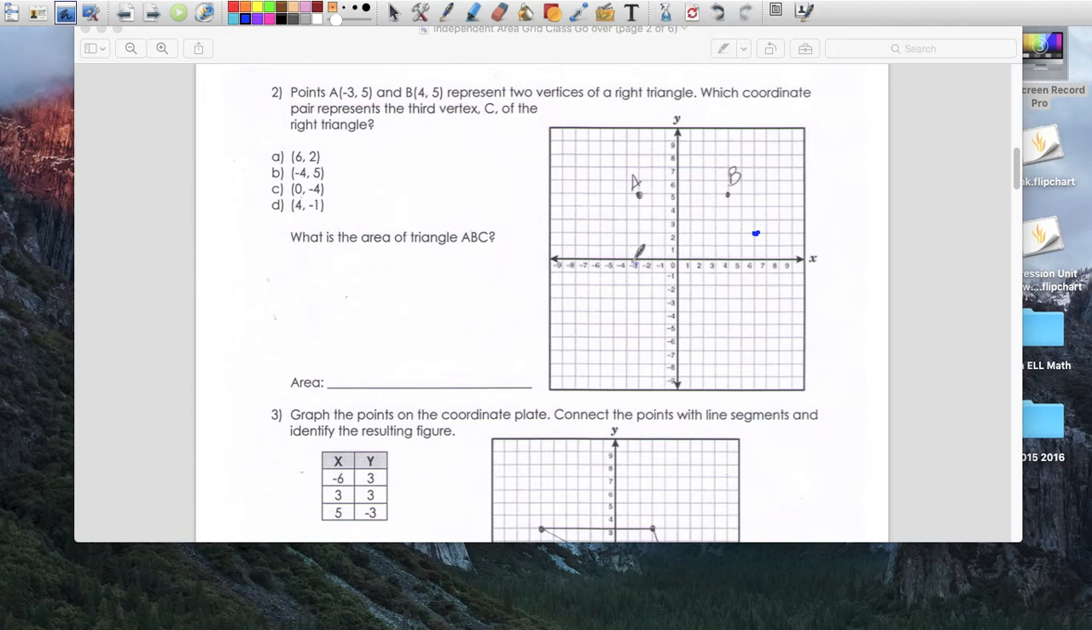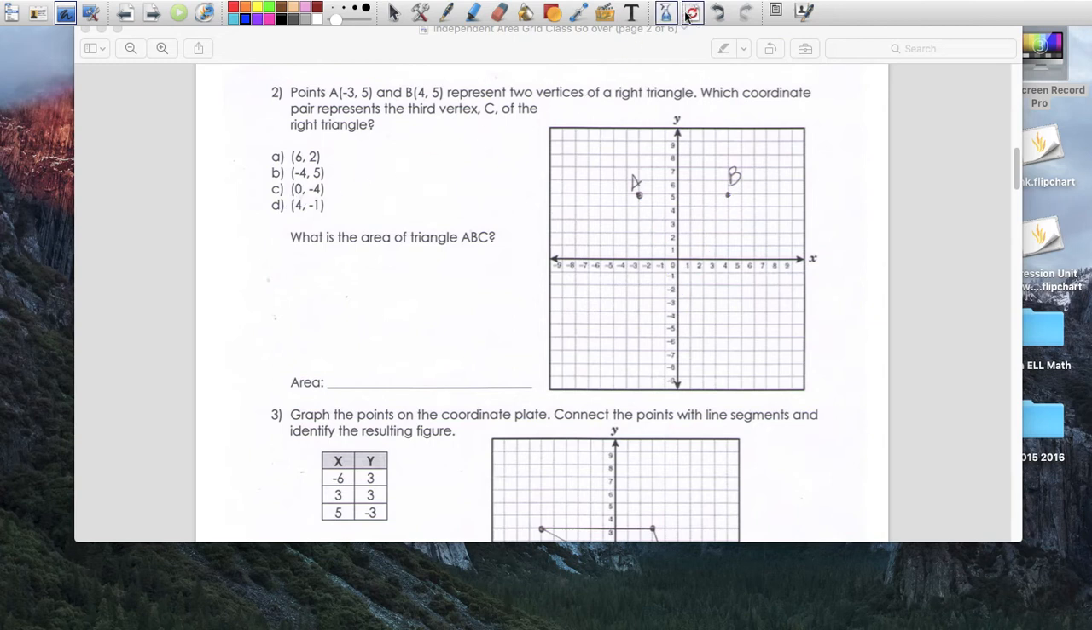Negative 4 and 5. Negative 4 is here, and 5 is up: 1, 2, 3, 4, 5. You put a dot there. Would that make it a right triangle? Definitely no. You can definitely see that's not a right triangle, so that's also out. C. 0, negative 4. Don't go left, don't go right, but go down negative 4. If you join this, would that be a right triangle? No, it won't be a right triangle either.